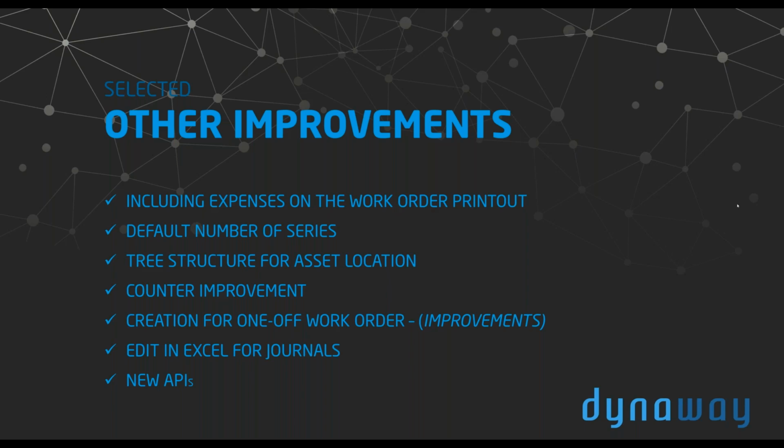One thing which is on the list, and I haven't shown you, is a tree structure for the asset location. In the past, it was a plain list. Now you can do the tree structure, so you can set up which location belongs to another location, which can be very useful for you to have much more structured data in the system.